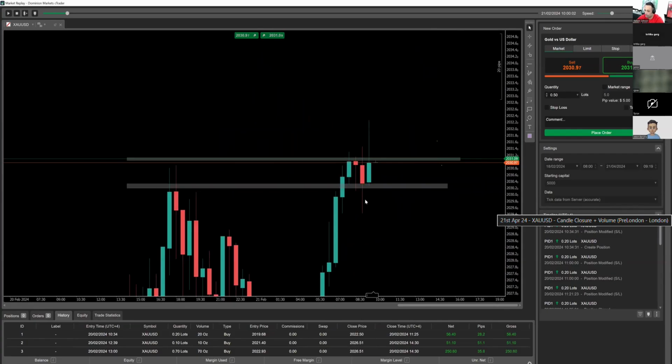But if we break the support, then obviously there's a probability we can go down. So we'll have to wait. A lot of waiting over here. 10, 11, 12, 10, 11, 12, 1, 2. We are like 1 hour before London Open. So if we haven't had volume up till now, maybe we're going to have volume at London Open.